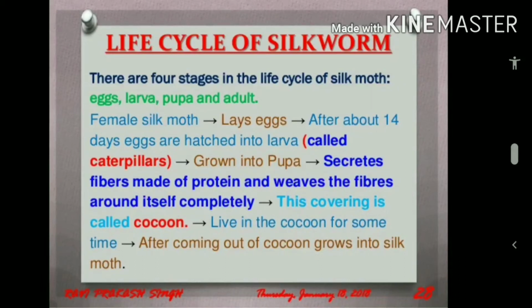The female silk moth first of all lays eggs. After about 14 days, the eggs hatch into larvae and they are called caterpillars. They grow into pupa and start secreting a fiber made of protein and weave the fiber around themselves completely. That covering is really hard, and it is known as the cocoon. The pupa lives in the cocoon for some time, and that time is their fasting period. After coming out of the cocoon, they grow into the silk moth.